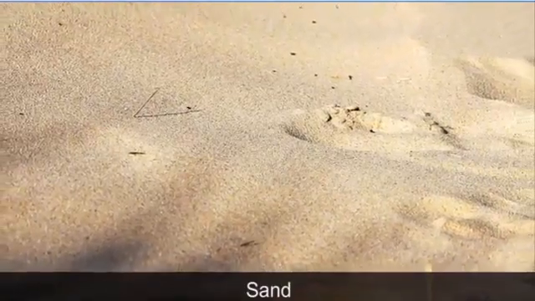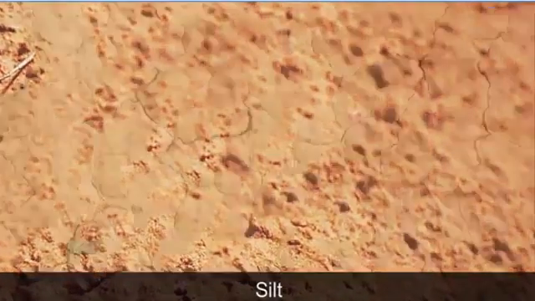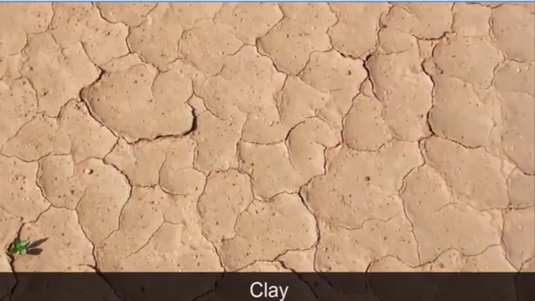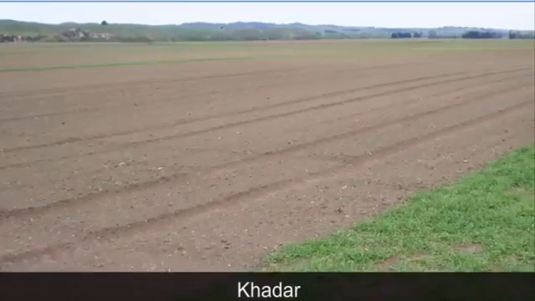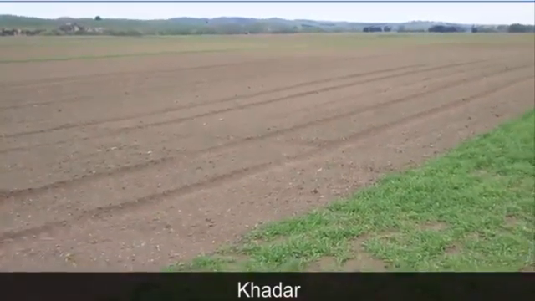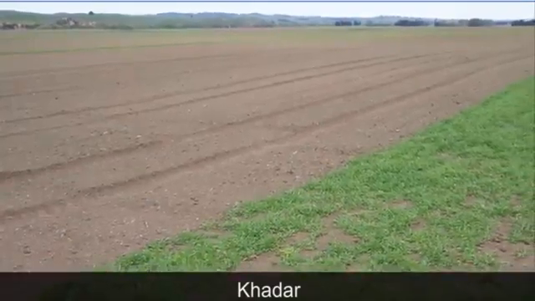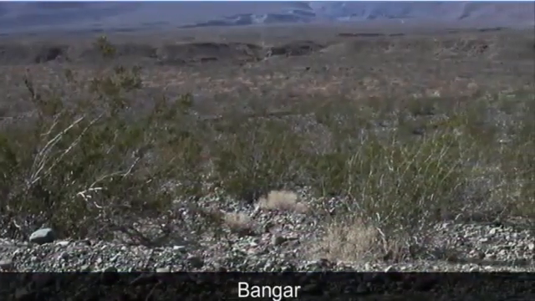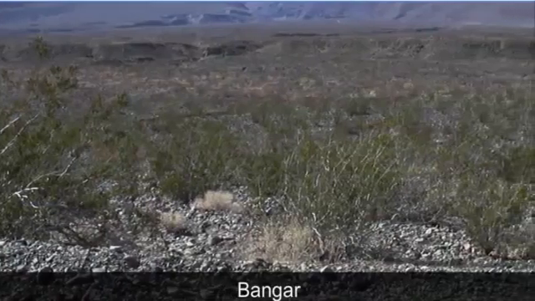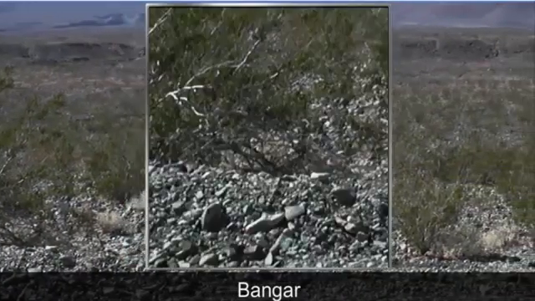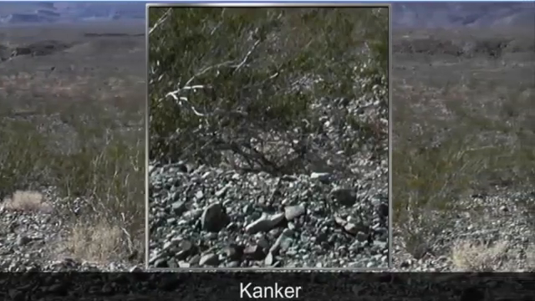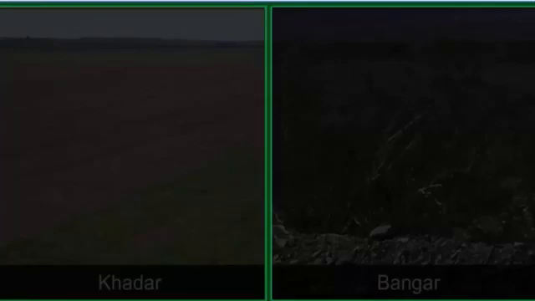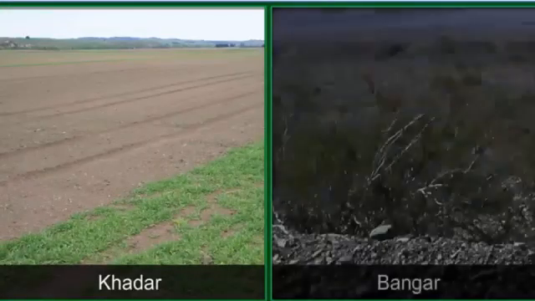Alluvial soil is a mixture of sand, silt and clay. The new alluvial soils called Khadar, found in the Gangetic plains, have small particles and a fine texture. The old alluvial soils called Bangar, found near the river valleys, are coarser and contain more pieces of rocks called Kankar. In other words, Khadar is more fertile than the Bangar.